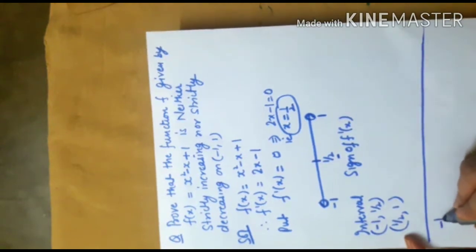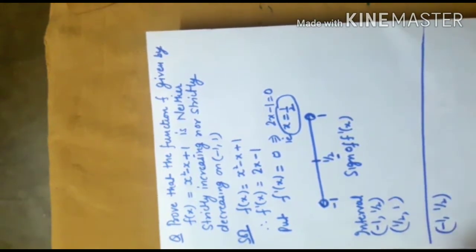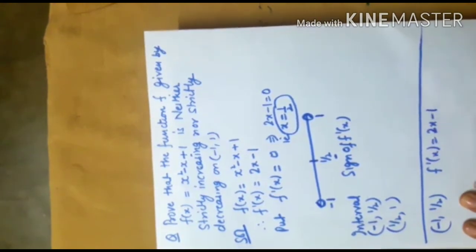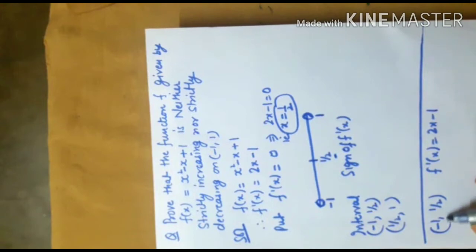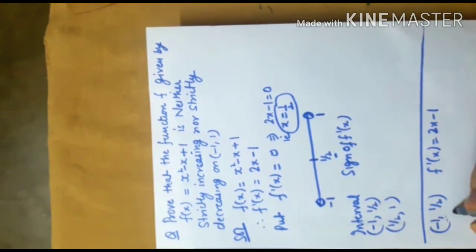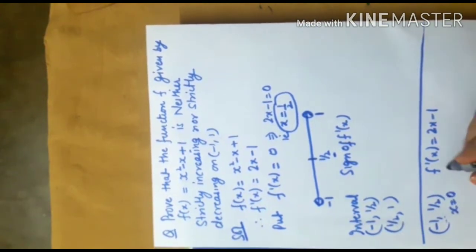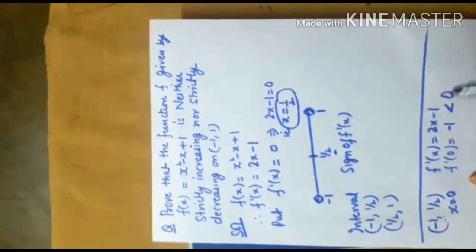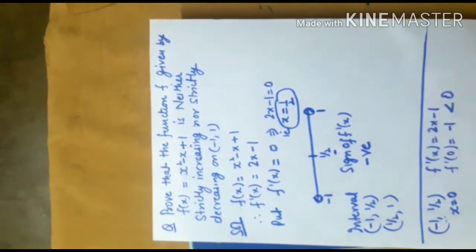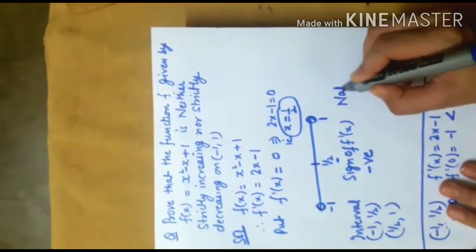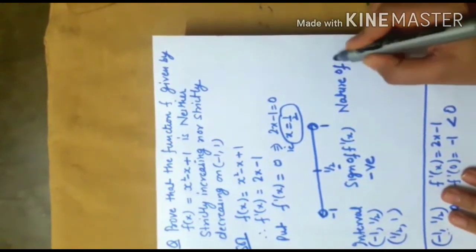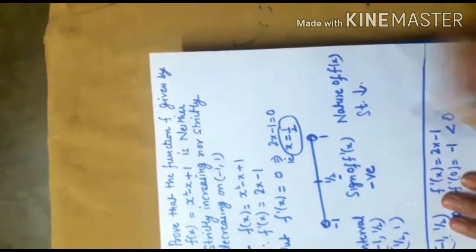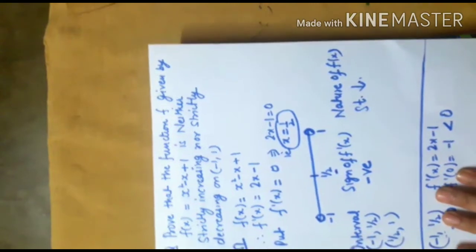So first I'll take up this interval, and f dash x is 2x minus 1. So I take any point in this interval. Say I take x equal to 0. So f dash 0 is minus 1, which is less than 0. So sign of the derivative is negative. So what will be the nature of the function? Yes, function will be strictly decreasing.